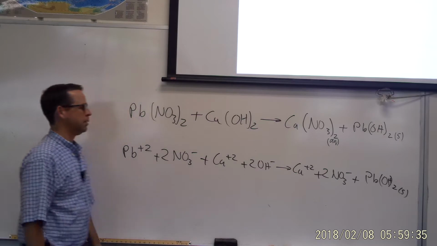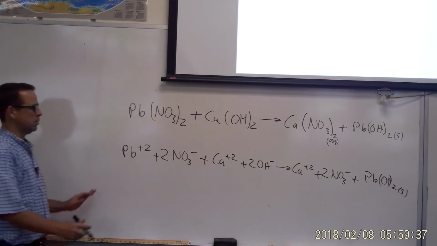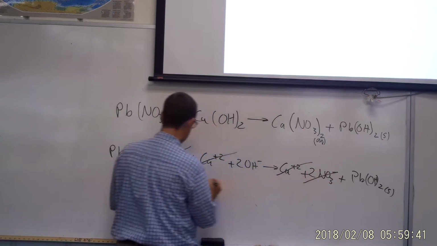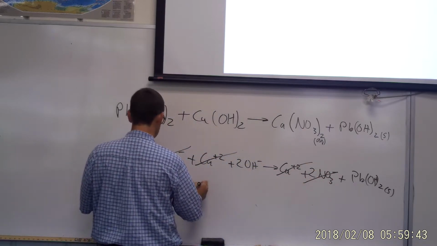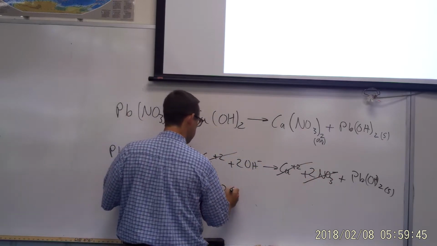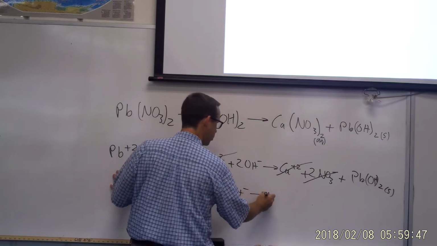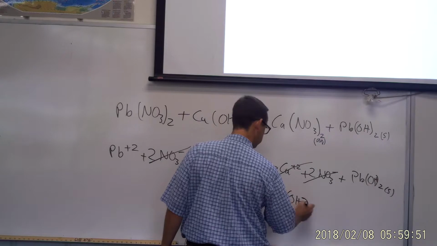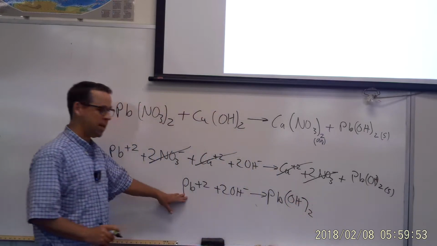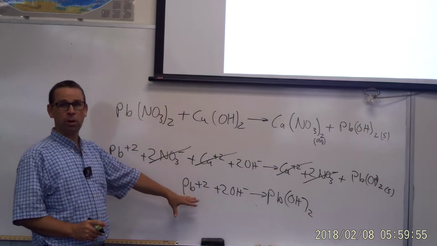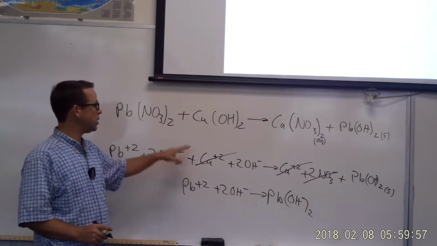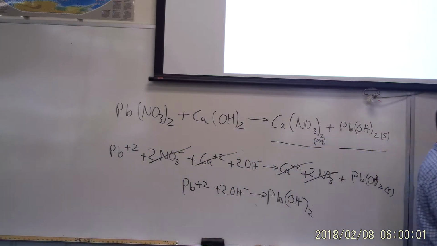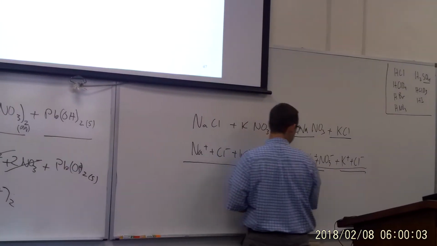So what are my spectator ions? My nitrates and my calciums. And the resulting net ionic equation is lead ion plus 2 hydroxide ions forming lead hydroxide. That's the net ionic equation. Now, we weren't required to go all this way. We just wanted to predict the products and see if there's actually chemistry occurring. That's all we had to do for this problem.